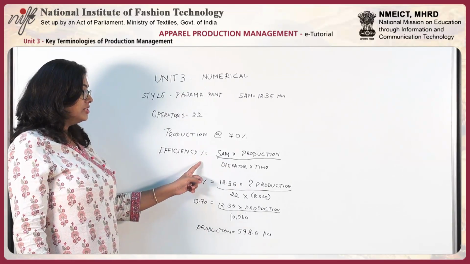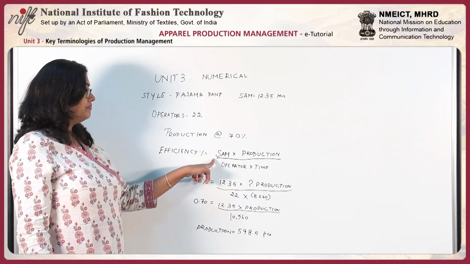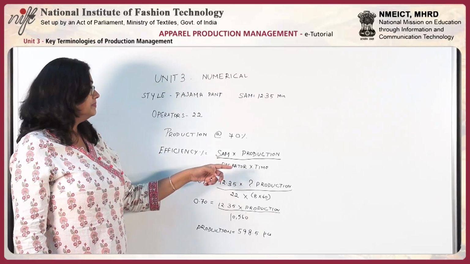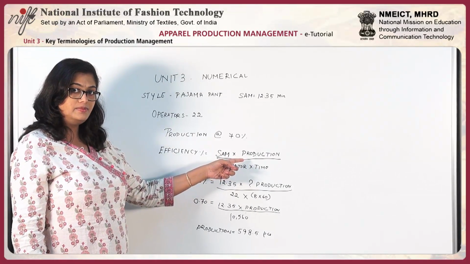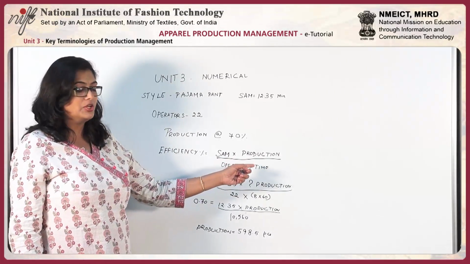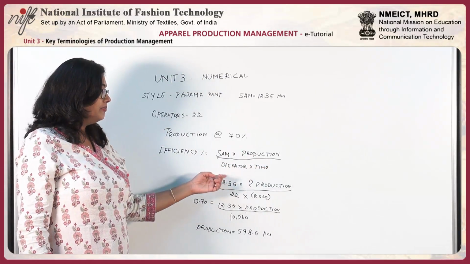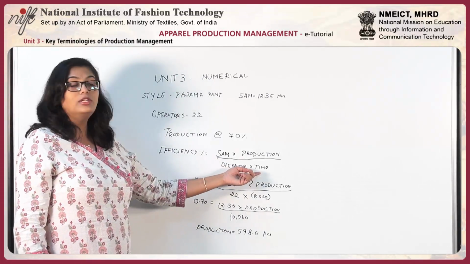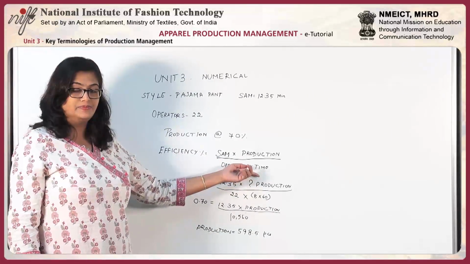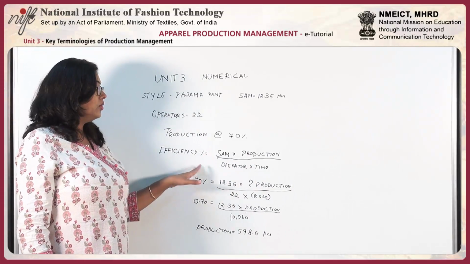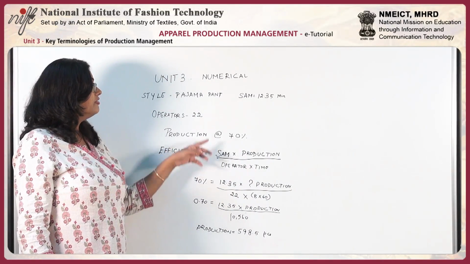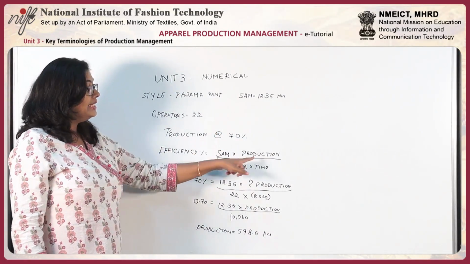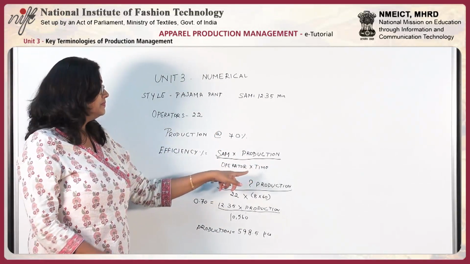efficiency percentage is equal to SAM, standard allowed minutes, into production, that is the number of pieces produced, divided by the operators in that particular line into the time that is available. So, in this scenario, SAM would refer to 12.35 minutes. We need to calculate the production.